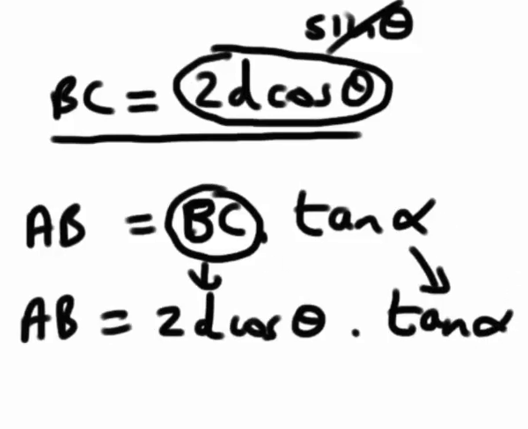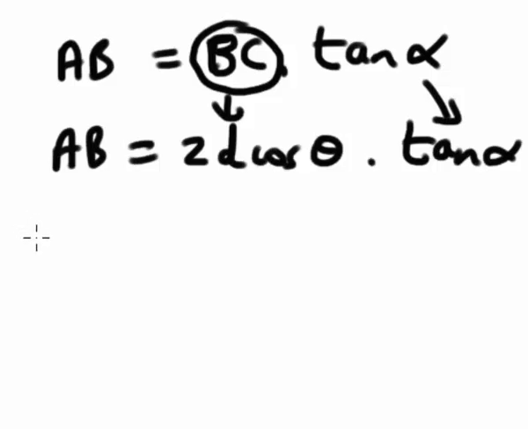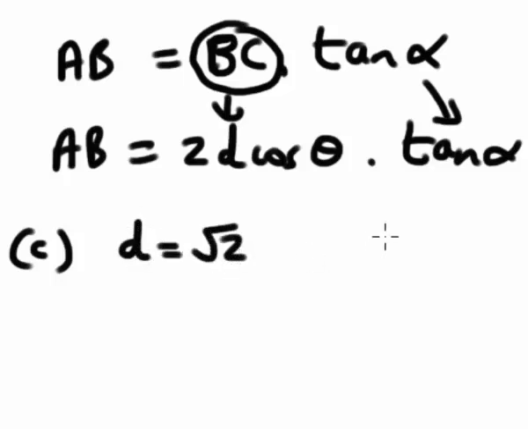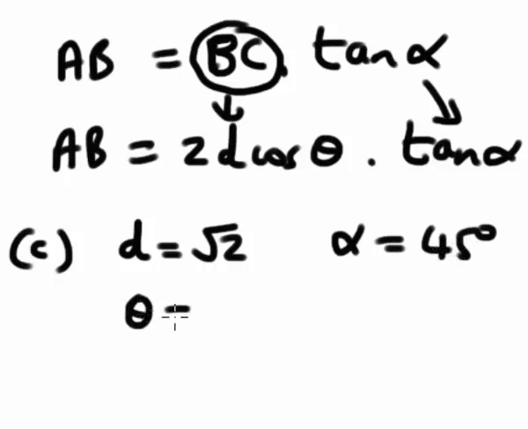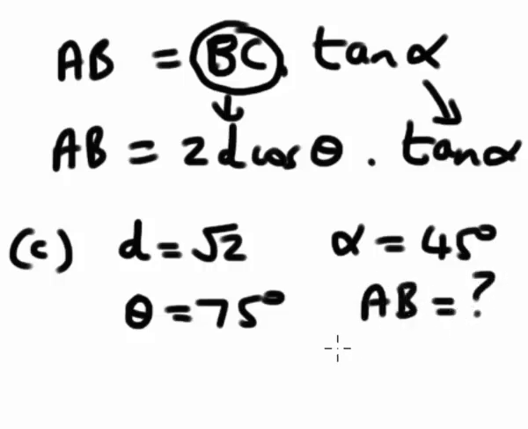Okay, now in the next question, what I want to do is number C here. I'm going to give you D as root 2, alpha as 45 degrees, and theta as 75 degrees. So I'm giving you some values for these funny things, d, theta, alpha. And the question is, I want you to calculate the length of AB. Do not use a calculator. Calculate the length of AB.